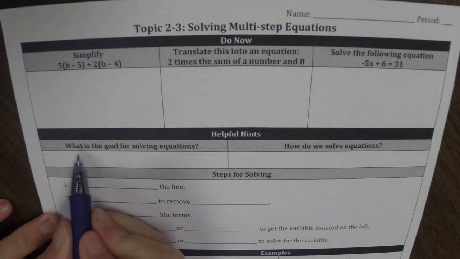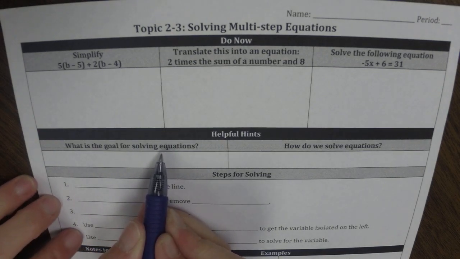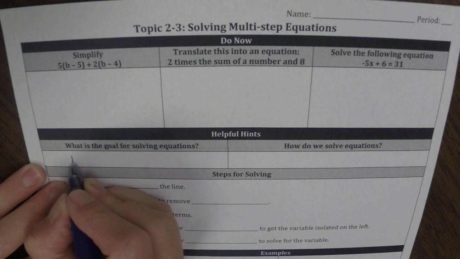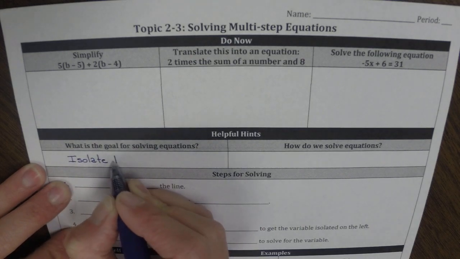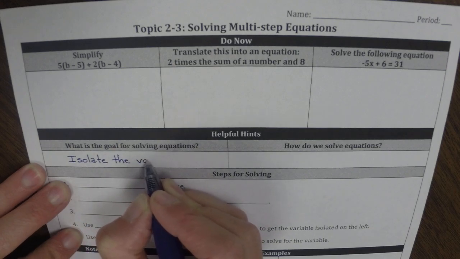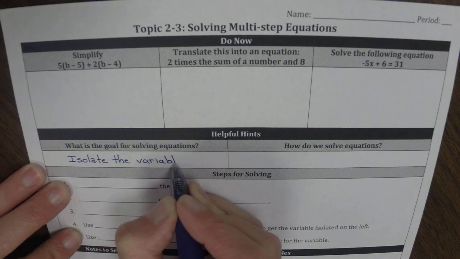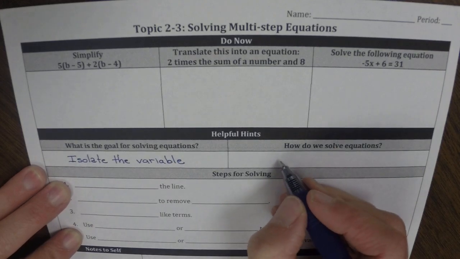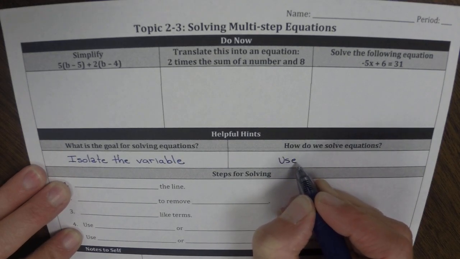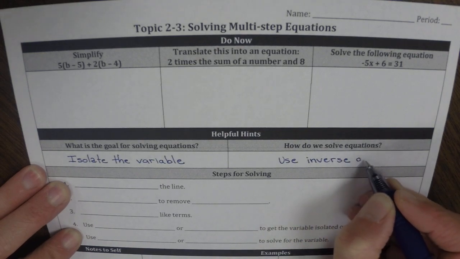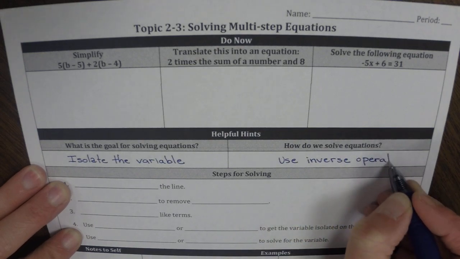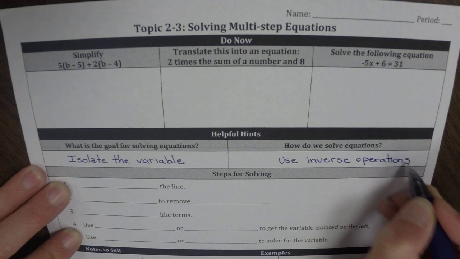As a review, what is the goal for solving equations? This still hasn't changed. Our goal to solve an equation is to isolate the variable. That means get the variable by itself. And then again, how do we solve equations? We're still going to use inverse operations. So we're always going to do the opposite of what we see. And that's how we move stuff from side to side.